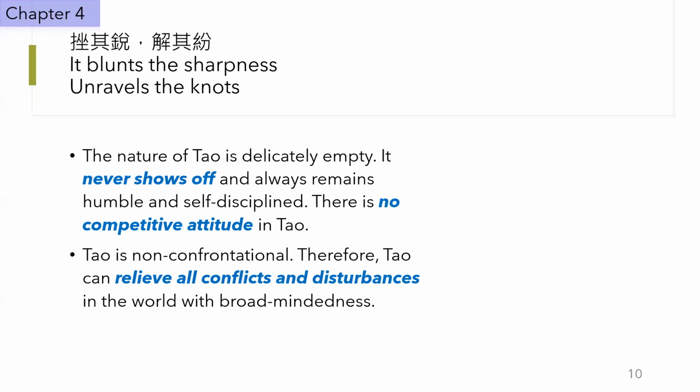If we can cultivate a broad mind, if we are broad-minded, then we wouldn't calculate. We wouldn't feel like something is unfair. We wouldn't harbor hatred inside our hearts. Then we will not have knots inside. We will unravel our knots. Then we are comfortable inside of our heart. And then we can start to help the world to unravel the knots outside. And all of this is just a manifestation of our true nature. Okay, 挫其锐解其分.